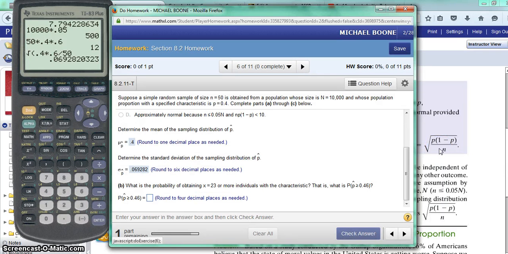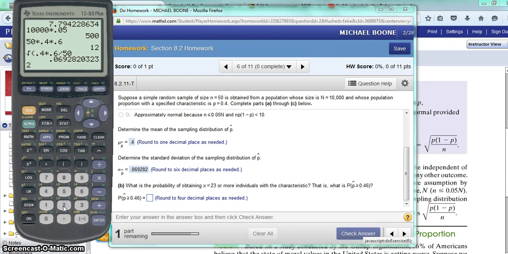So now we have all the tools that we need. What's the probability of obtaining x equals 23 or more individuals with the characteristic? That is, what is the probability of p hat being greater than or equal to 0.46? Again, they got the 0.46 because to find p hat, it's just the number of successes, like 23, divided by your sample size. That's where they got the 0.46.